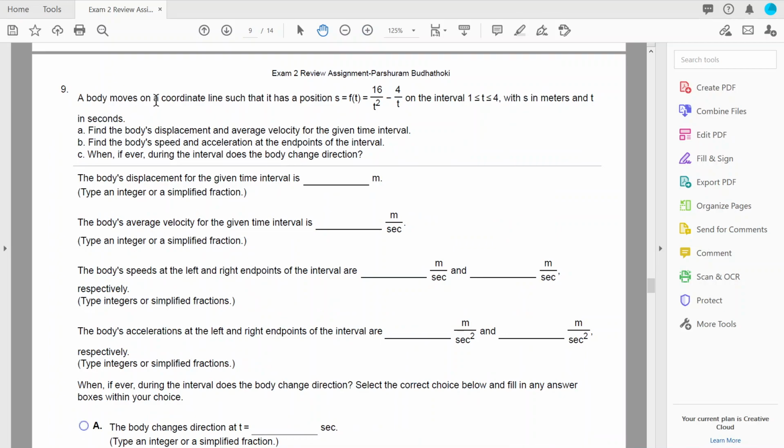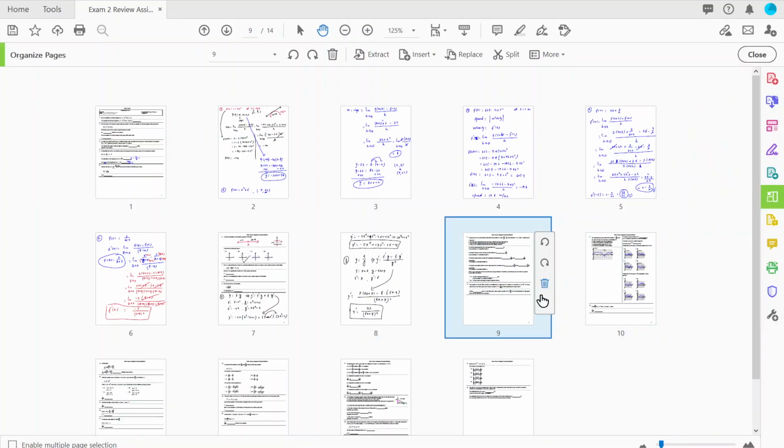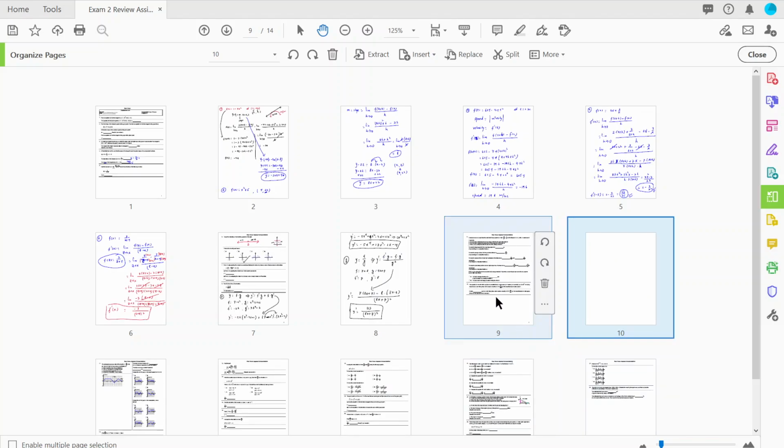A body moves on a coordinate line such that it has a position. This is the position function for an object on the interval from time t greater than or equal to 1 to less than or equal to 4. We need to find the displacement and average velocity. We need to find the speed and acceleration, and we need to find out when, if ever, during the interval the body changes direction. So let's try to do this problem 9. I'm going to insert one blank page here one more time. Problem 9.